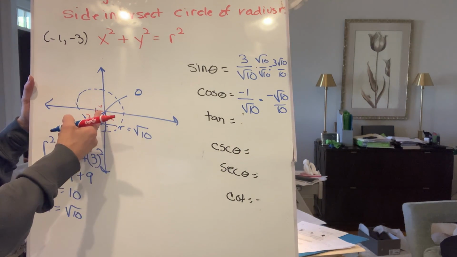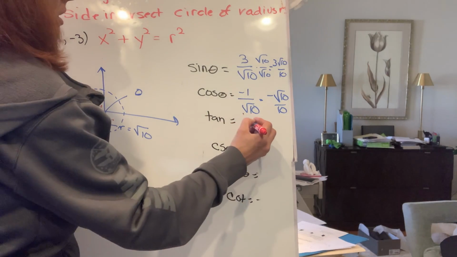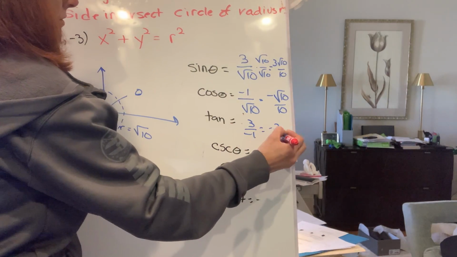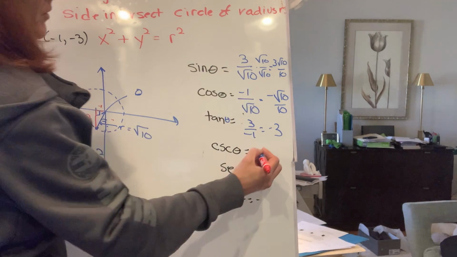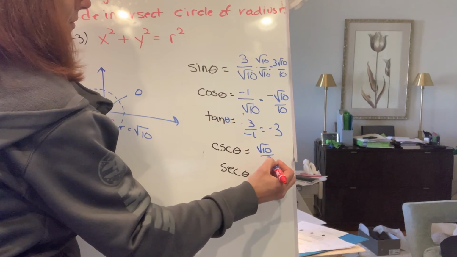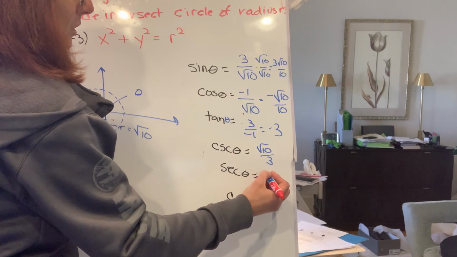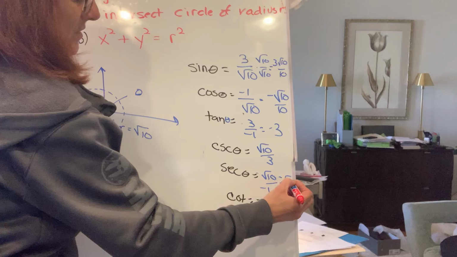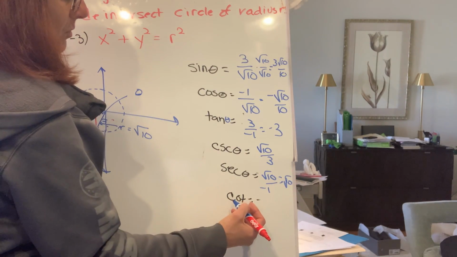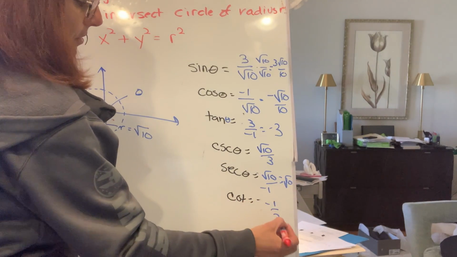Tangent would be 3 over -1, or -3. If I take the reciprocals here, I get square root of 10 over 3, square root of 10 over -1, which equals negative square root of 10. And for cotangent, I get -1/3.